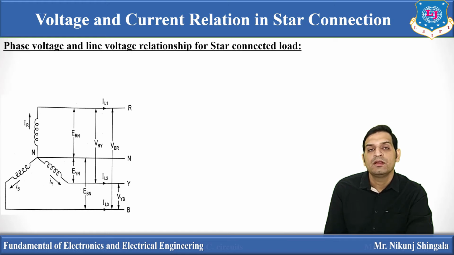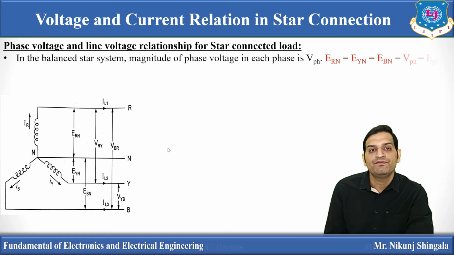Now let us see the relationship between phase voltage and line voltage for a star connected system. So taking the same circuit again. As this system is balanced, we can write ERN, EYN, EBN is equal to V phase is equal to E phase. All the phase voltages are equal. Similarly, all the line voltages are also equal, but we want to derive the relationship between line voltage and phase voltage.